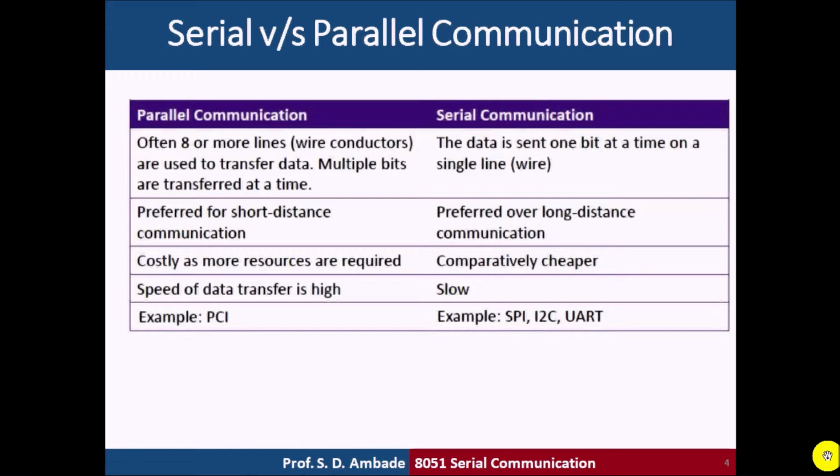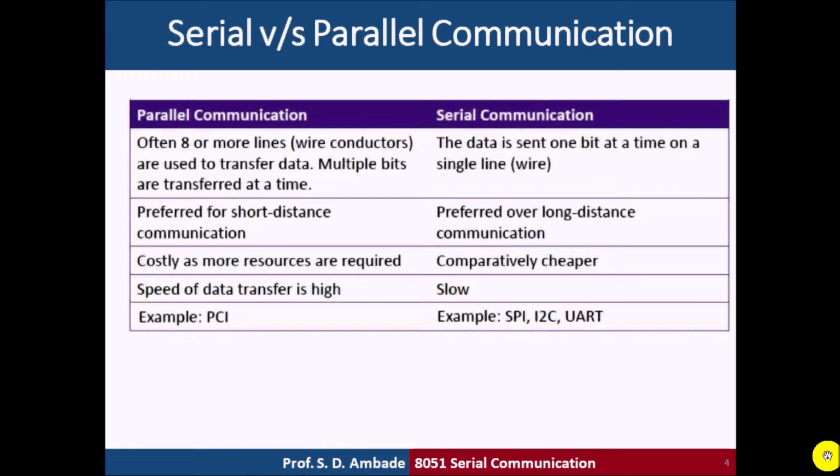In parallel communication, it is more costly as more resources are required. As you can see, 8 lines are required to transfer data, minimum 8. More than 8 may be possible. So the cost of the system will be pretty high. In serial communication, it is comparatively cheaper than parallel communication.